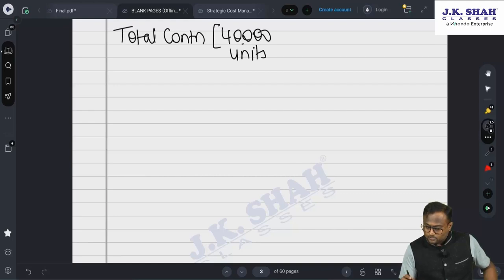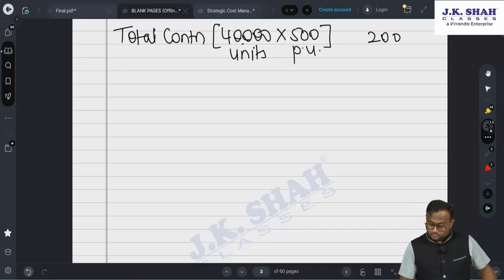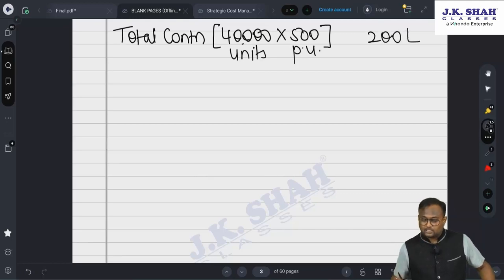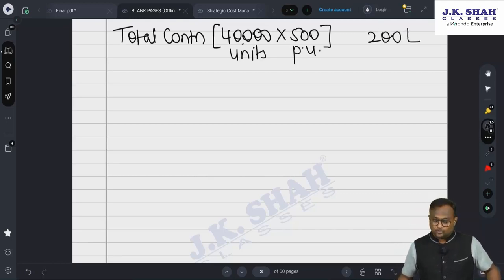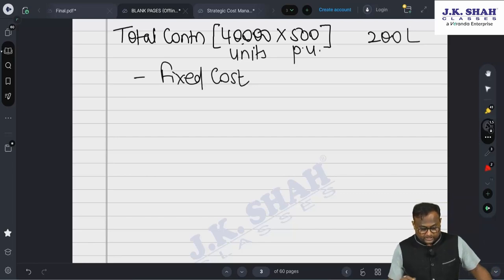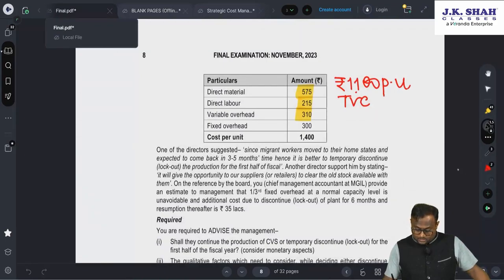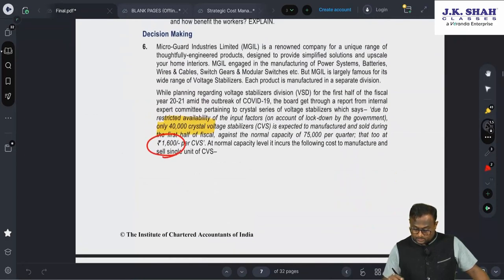So your total contribution will be 40,000 units multiplied by 500 per unit. So 200 lakhs, that means 2 crores, is going to be the total contribution. I just need to take the fixed cost if I continue, and my fixed cost I need to find out from the question.